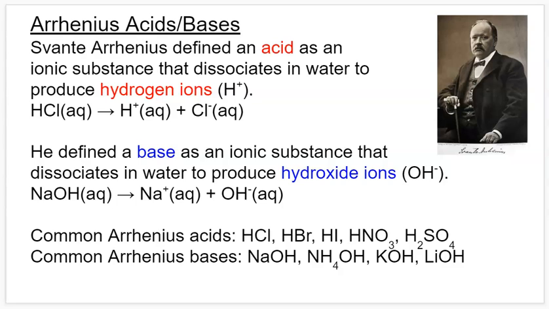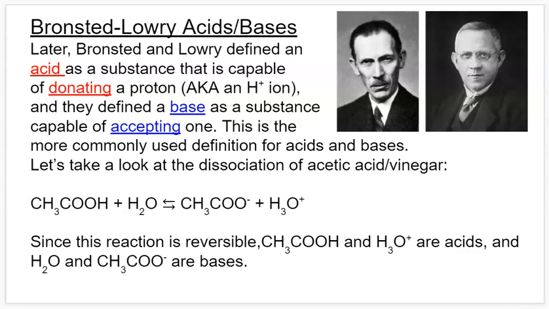After a lot of experiments were done and some history passed, we got another definition of acids and bases, which we call the Bronsted-Lowry acid-base definition. This one is a little bit more accurate and more common in terms of looking at acidic and basic solutions and the reactions that occur between them. In this definition, a Bronsted-Lowry acid is a substance that is capable of donating a proton, aka a hydrogen ion.